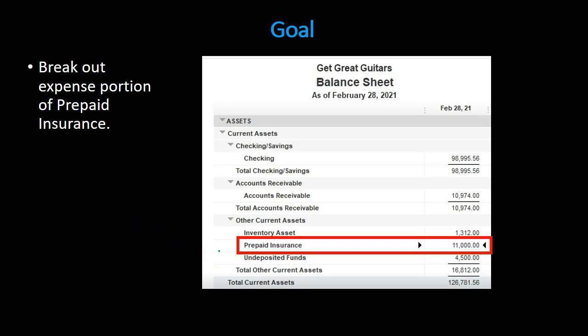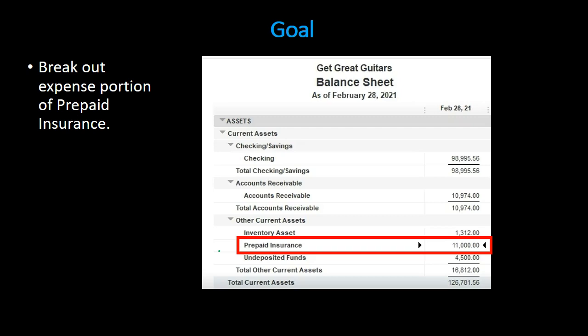Prepaid insurance is one of those types of accounts where we're going to tell the accounting department that every time they purchase insurance or pay for insurance, rather than debiting the insurance expense account, to just put it into this asset account. That's part of our system, that's part of our process, so that as of the end of the time period, we can go in there and adjust that.